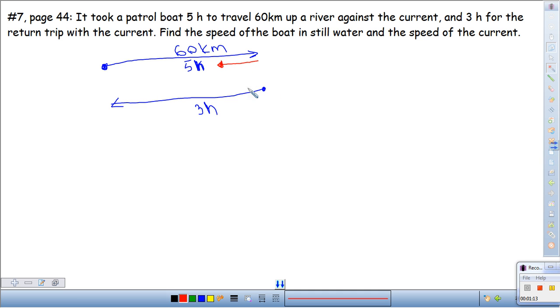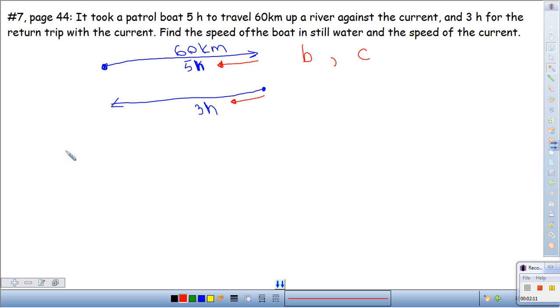When the boat returns, the current and the boat move in the same direction. Imagine that somebody is pushing you from behind, giving you a boost. So then you're going to move faster by how much of a boost you're receiving when you're moving in the same direction. So if we label the speed of the boat B and the speed of the current C, let's see if we can find some equations to solve for the speed of the boat and the speed of the current.